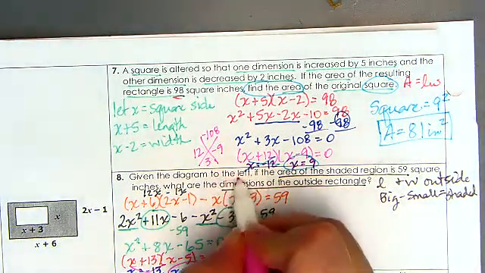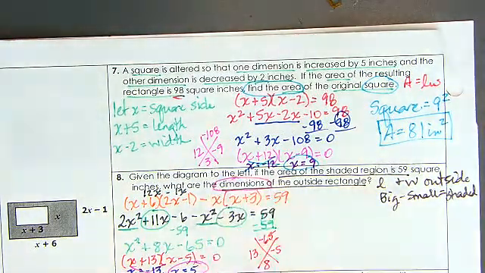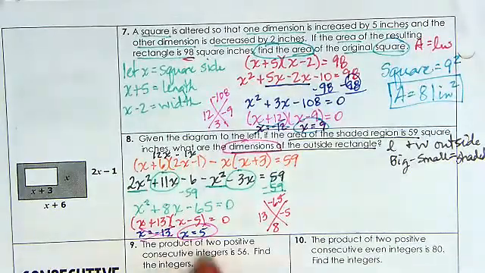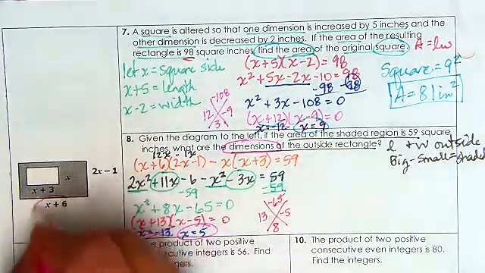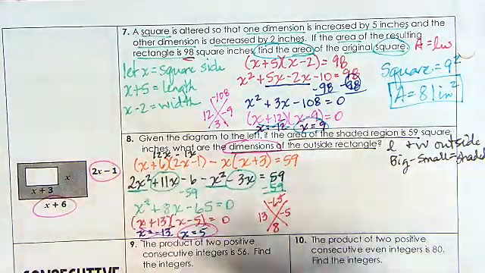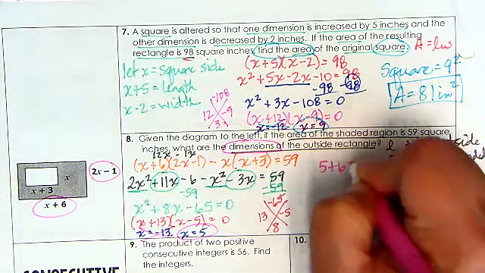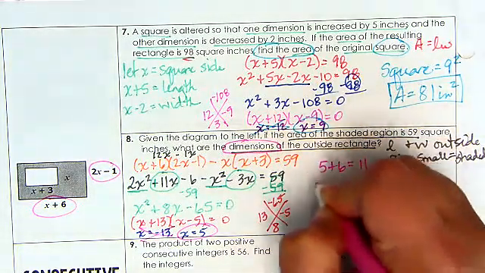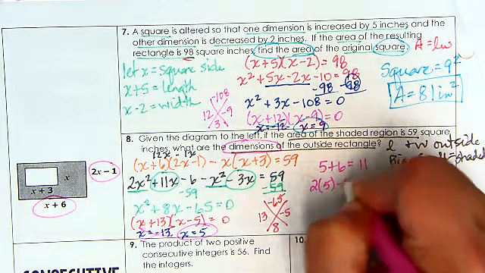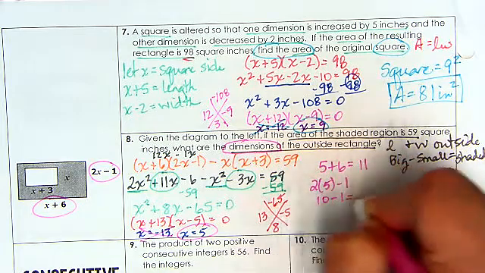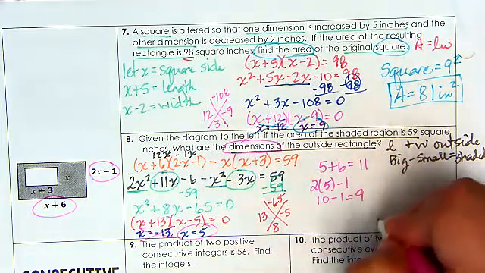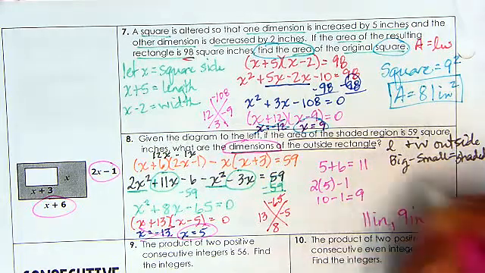But that's not my answer. It wants me to find the actual dimensions, so I have to take the 5 and plug it in here and here. 5 plus 6 gives me 11, and 2 times 5 minus 1 is 10 minus 1, which gives me 9. So my dimensions are 11 inches, comma, 9 inches.